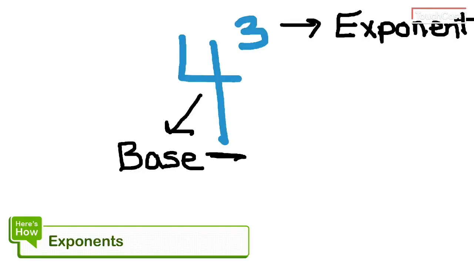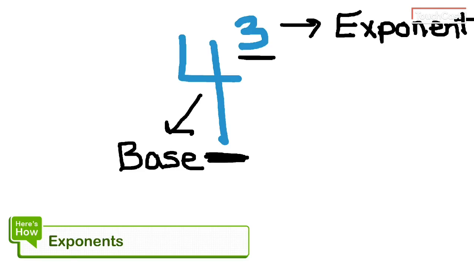An exponent is just another way to write a number. So we have two parts of exponents. We have the base number, and that's the big number. It's always written big at the bottom. And then we have the exponent up top. And exponents are always written small and up to the right side of the number.